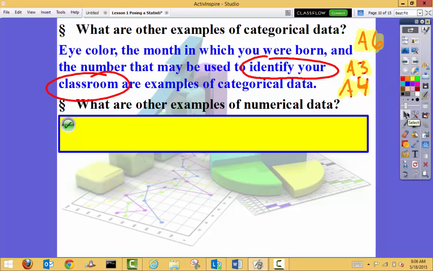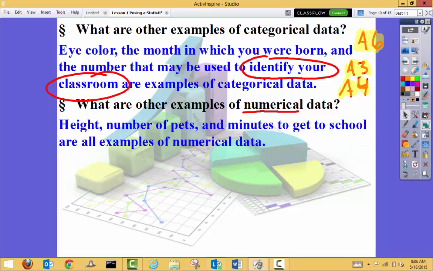Now, what are some other examples of numerical data? How can I collect data that only will be numbers? Here's some examples. Height, how tall people are. My number of pets that everyone has in the class. The minutes to get to school are all examples of numerical data. They're all going to be reported as numbers.